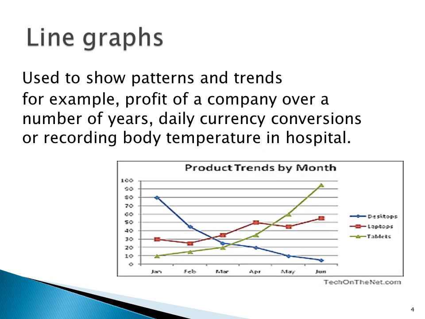Line graphs. Line graphs are used to show patterns and trends. For example, the profit of a company over a number of years, daily currency conversions, or recording body temperature in a hospital. So the best type of graph to represent progress over time is the line graph. We can see here we are talking about product trends by month. Month is time. That's why it's represented by a line graph.